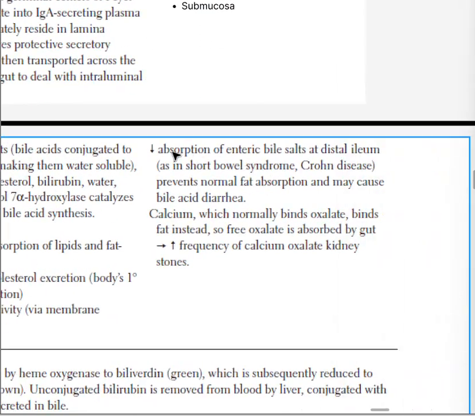Now we go on to this part where it says decreased absorption of enteric bile salts at distal ileum, which occurs in short bowel syndrome and Crohn's disease. Now, whenever you get Crohn's disease or short bowel syndrome, you have decreased absorption of enteric bile salts at the distal ileum, and of course, this will prevent normal fat absorption, and this may cause bile acid diarrhea. You may get fat malabsorption, you may get steatorrhea here. Calcium, which normally binds to oxalate, binds fat instead. So free oxalate is absorbed by the gut.